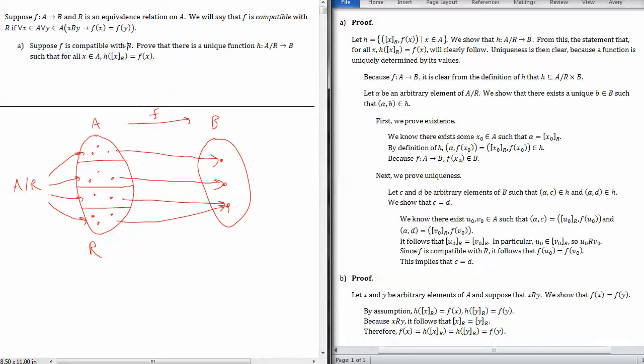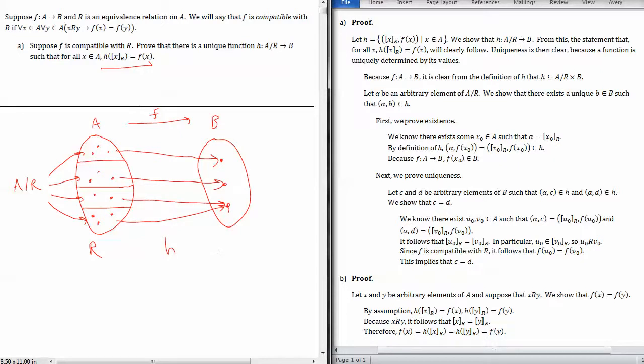So we're supposed to suppose we have such an example. We're supposed to prove there is a unique function h from the set A mod R of equivalence classes to B, such that for every x in A, h of its equivalence class equals f of x. Well, this gives us a recipe for how to define h, right? h should take this equivalence class here to that element, and this equivalence class to that one, and both of these equivalence classes to that one. So actually these arrows are precisely the 4 ordered pairs in the function h.